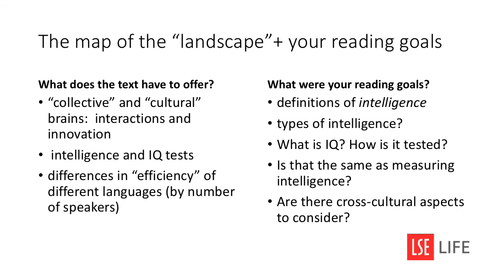Once you've tried both exercises, mapping the text and setting reading goals, put your results side by side. Here on the right, we have our shopping list, our reading goals. And on the left, we have a map of what's on offer in the text, based on some of those things we found in the outline that we just did together.